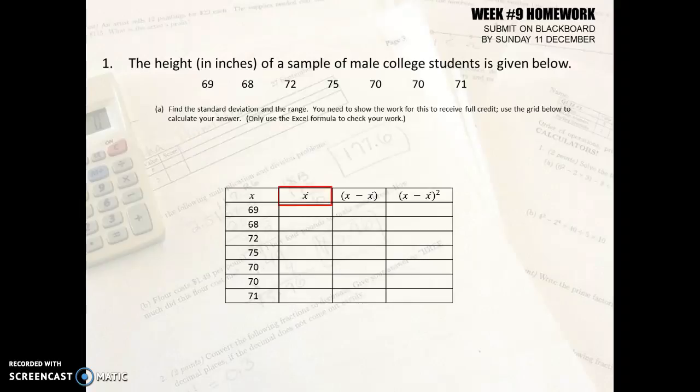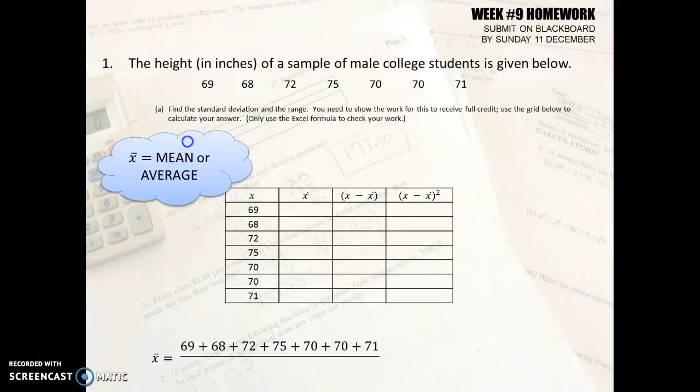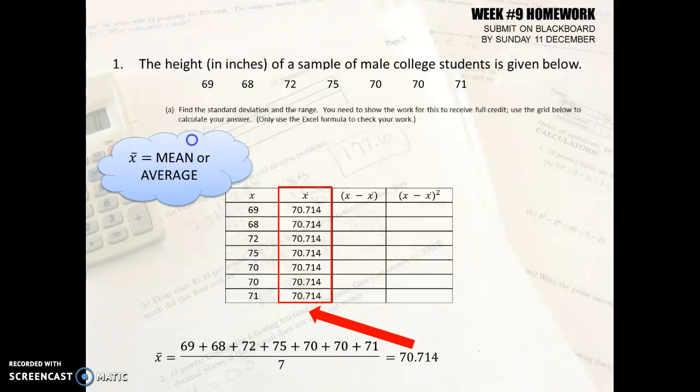Next up, x with a bar over top. X with a bar over top stands for the mean or the average. Well, you know how to do that. We did that last week. You take all the numbers, add them up, divide by how many you have. We got an answer. You're going to have decimals. Go ahead and leave the decimals around 3 decimal places. You don't round it off to 70, for instance. But we're going to take that number, plug it in the chart. There's only one number, so you have to repeat it 7 times to fill up the chart.